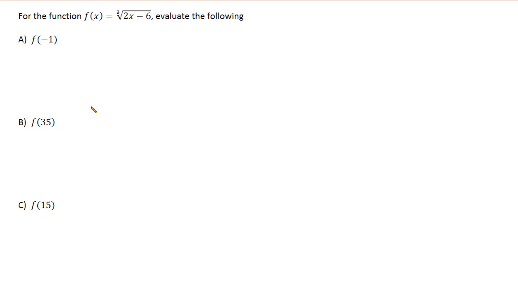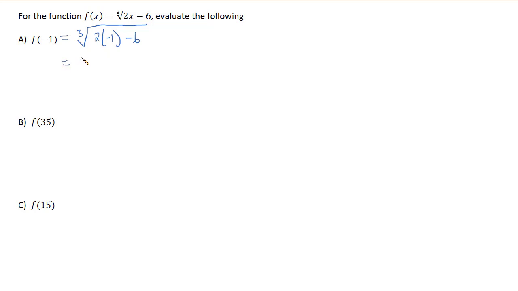For the function f of x is equal to the cube root of 2x minus 6, evaluate the following. F of negative 1. Following the rule, f of negative 1 would be equal to the cube root of 2 times negative 1 minus 6.